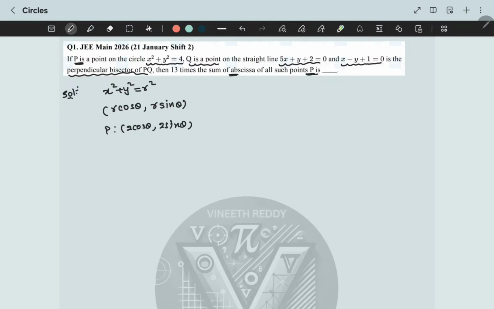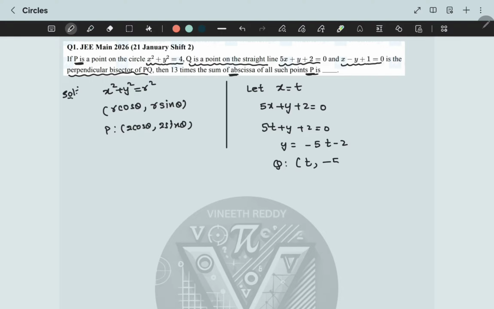And now he is telling again Q is a point on the straight line. Again he is talking about arbitrary or parametric coordinates. So here whenever we have a straight line, the parametric coordinates can be written in terms of theta as well as in terms of a single variable. When we write it in terms of theta, there are two variables: one is r, distance, and one is theta. And when we write it in terms of a single variable, we can write it as let x equals to t. Then what do we get? 5x plus y plus 2 equals to 0. Replace x with t, we get 5t plus y plus 2 equals to 0. Now y is equals to minus 5t minus 2. Now let Q be t comma minus 5t minus 2.